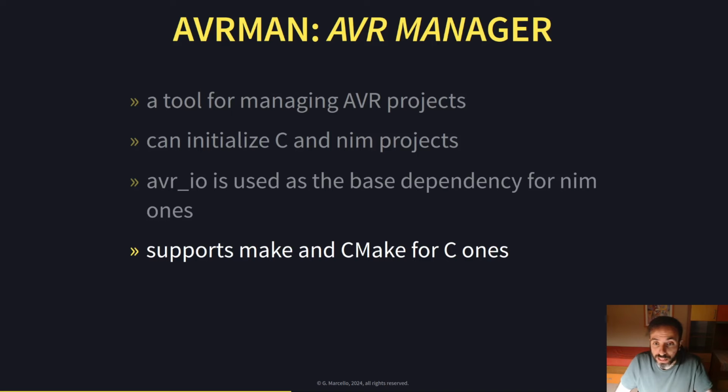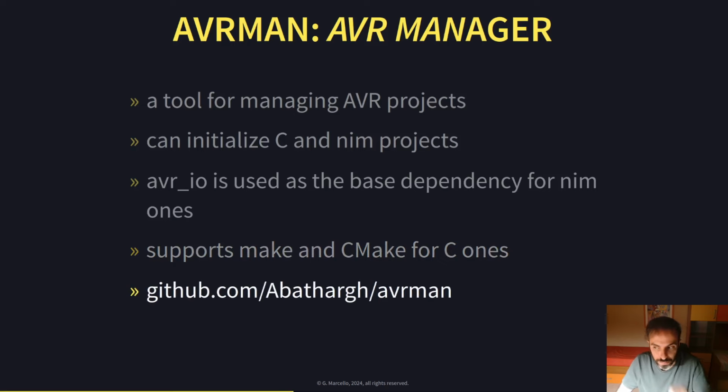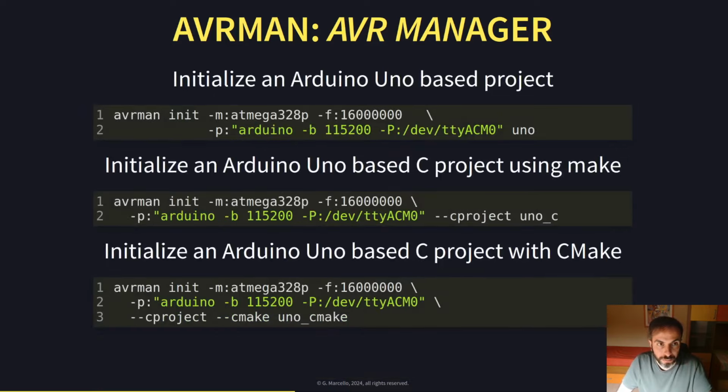It supports make and CMake for C projects, so it will initialize with some templates a makefile and a CMakeLists.txt file for your projects. And you can find it here on my GitHub. So how do we use this?